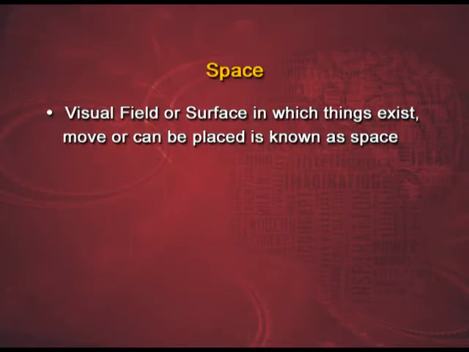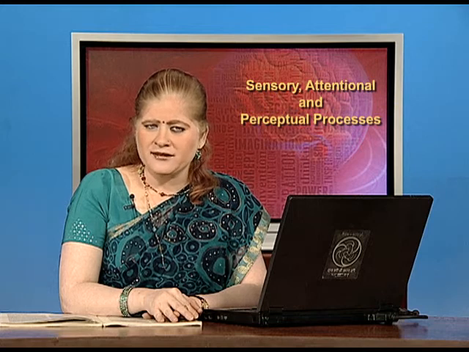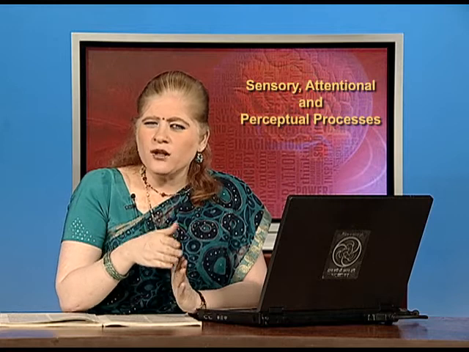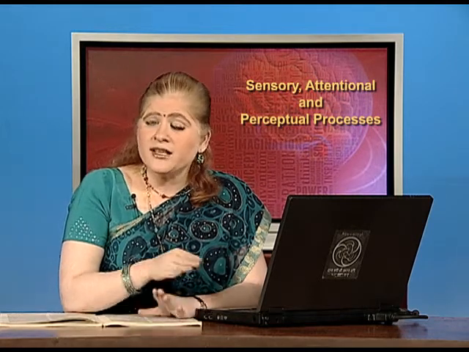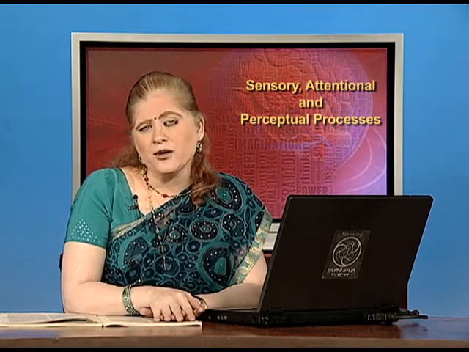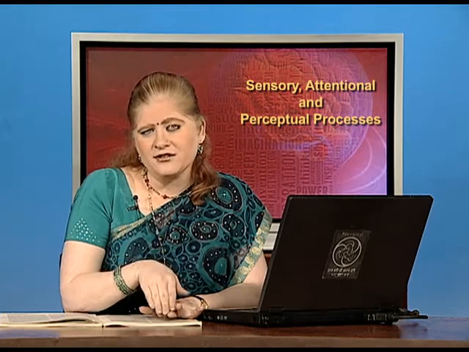The visual field or surface in which things exist, move or can be placed is known as space. We live in a 3D space where there are different dimensions to objects. They are deep, they are long and short, they are also towards their left and right. However, the images that are formed on the retina of a human eye are only in two dimensions, that is up and down and right and left.